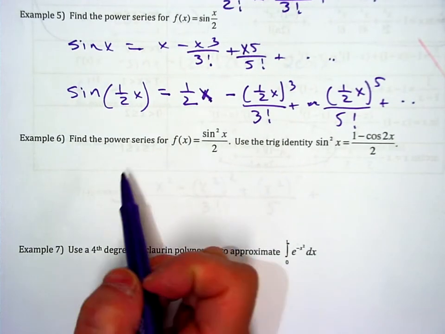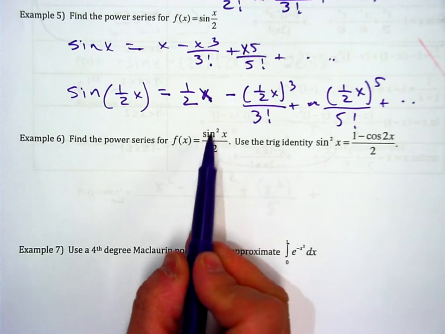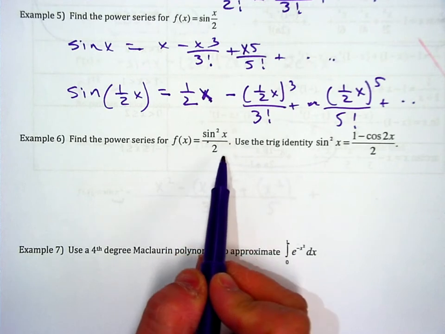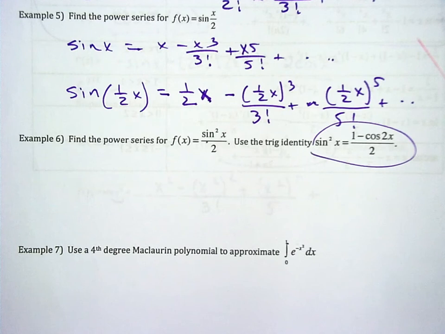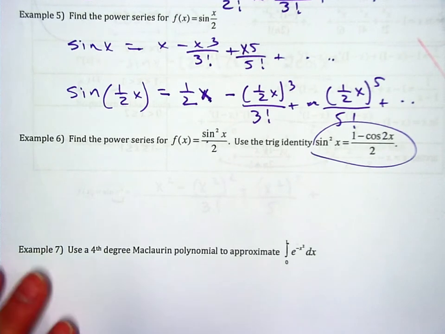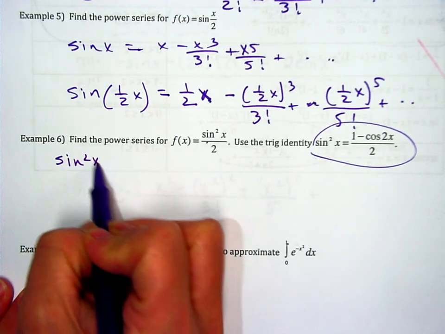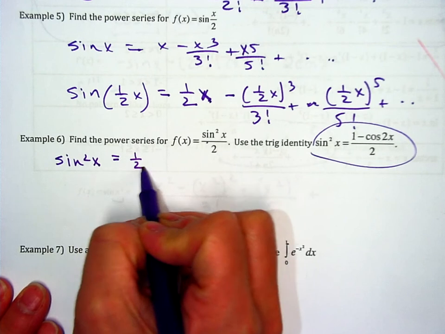It says find a power series for sine squared of x over 2. Okay? You will need to use the identity that sine squared x is 1 minus cosine of 2x over 2, because there's no way you're going to be able to take the entire infinite power series for sine of x and multiply it out. So I'm going to first start with this identity. So I know sine squared is 1/2 times 1 minus cosine of 2x.